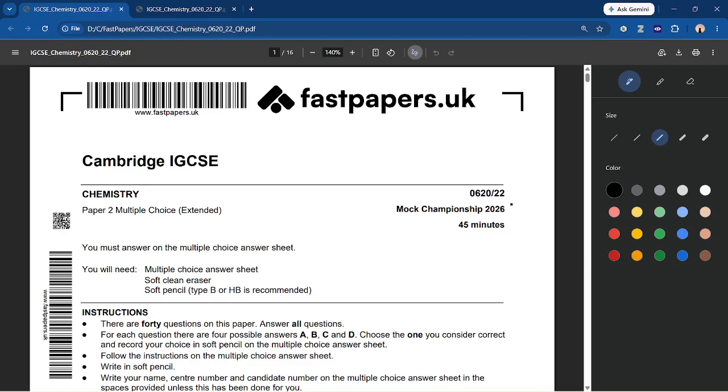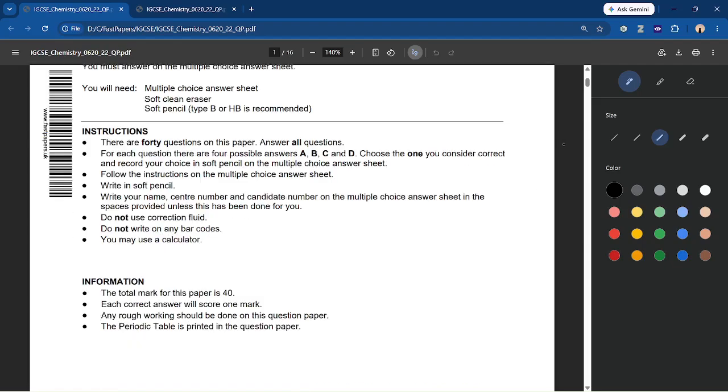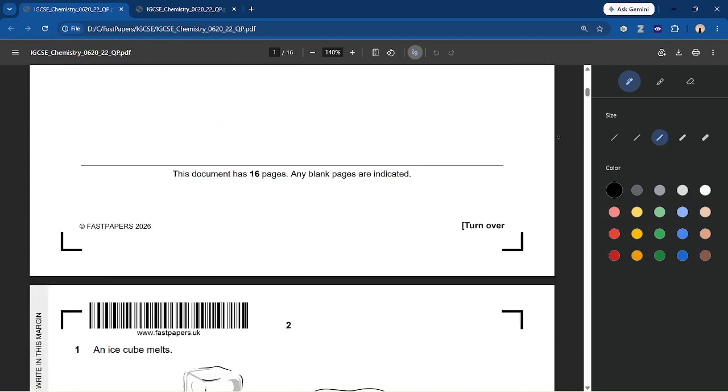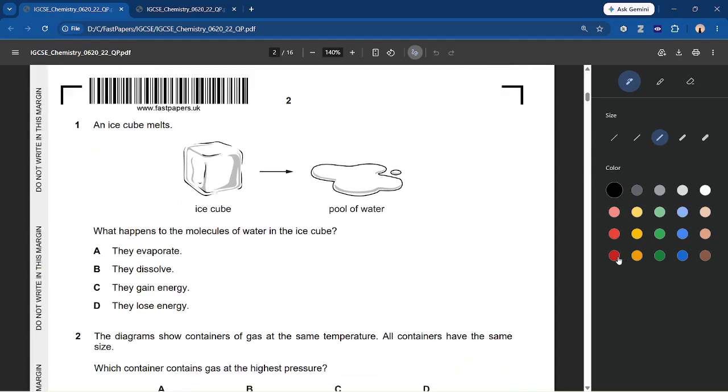Overall, the MCQ shouldn't have been that difficult. We're going to go through this and see what type of questions we had. And of course, if you have any questions, feel free to let us know. All right, so let's start with the first question.